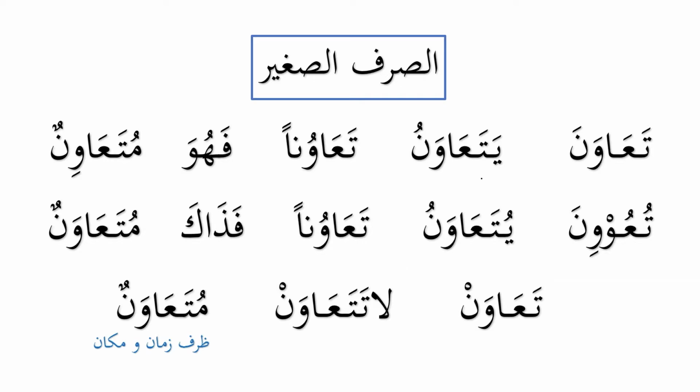As-sarf as-saghir, ta'awana yata'awanu ta'awunan. So here the masdar has dhamma, and also in form number 5 the masdar has dhamma. Fahuwa muta'awinun. And now, can you figure out the change? Is there any change that has taken place over here? It also took place in form number 3. Yes, can you figure out which change has taken place?